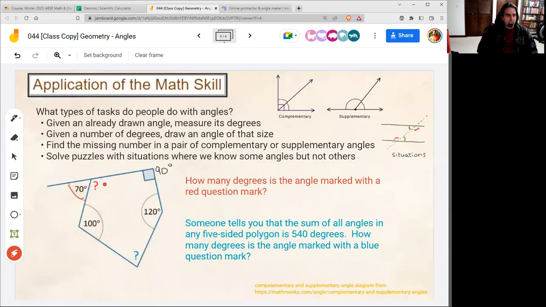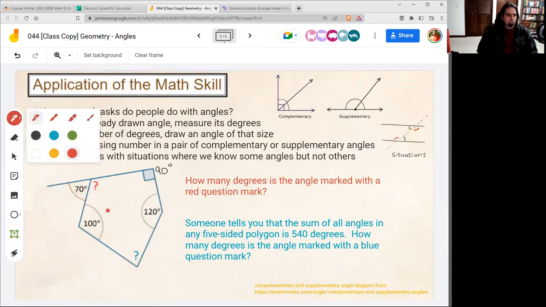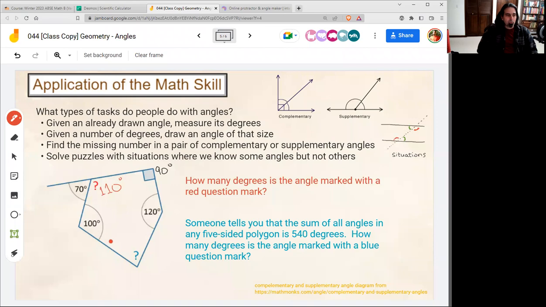So if part of it was 70, then the rest has to be 110. And by the way, this little symbol up top means degrees. You probably know that from cooking.